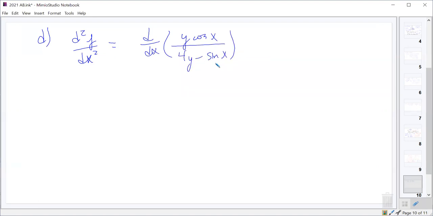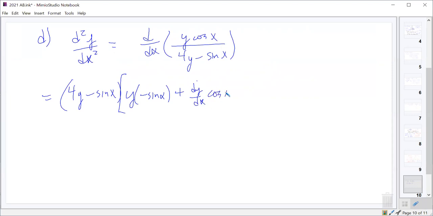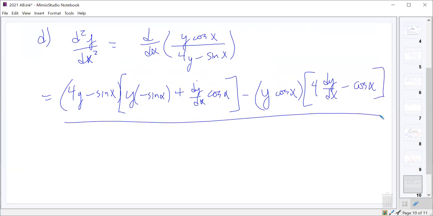Is that right? So we use the quotient rule for this. 4y minus sine x times the derivative of y cosine x, which is y times negative sine x plus dy dx times cosine x. So it's the quotient rule with the product rule inside of it. Minus our y cosine x times the derivative of the denominator, which is 4 dy dx minus cosine x, all over 4y minus sine x squared. Great. Isn't that wonderful?